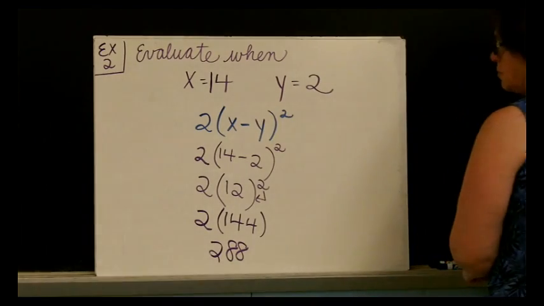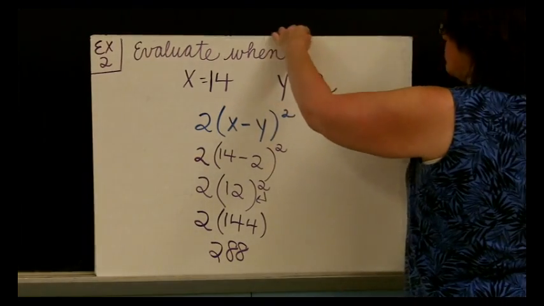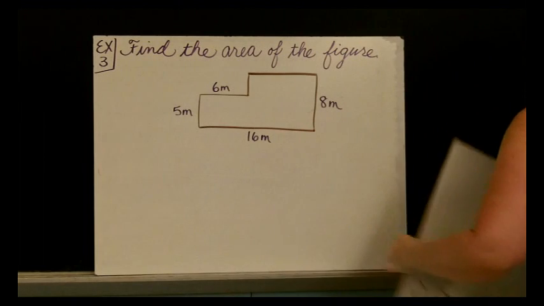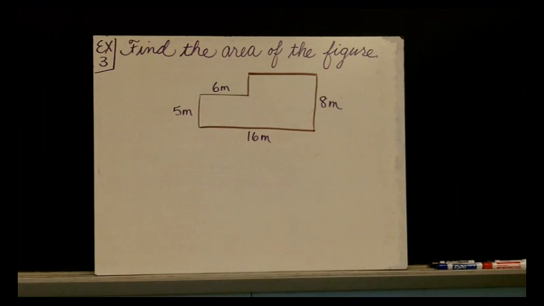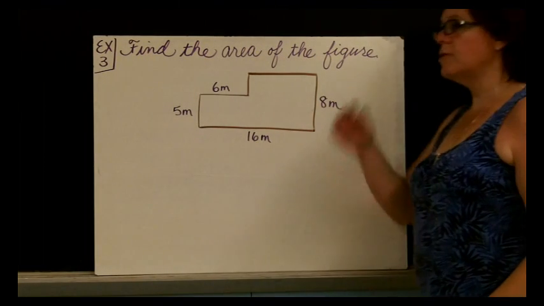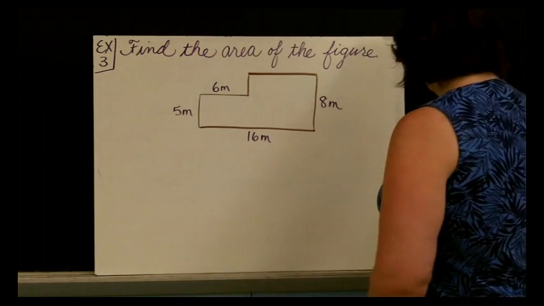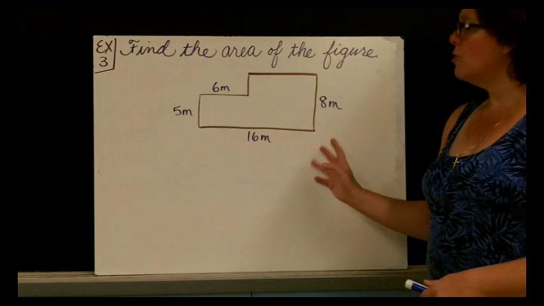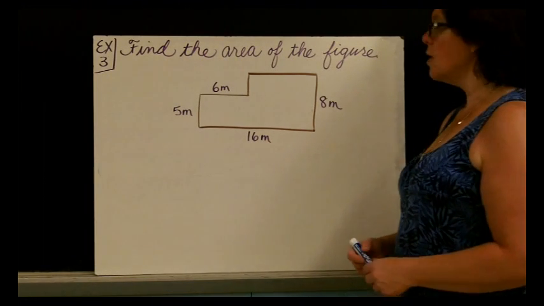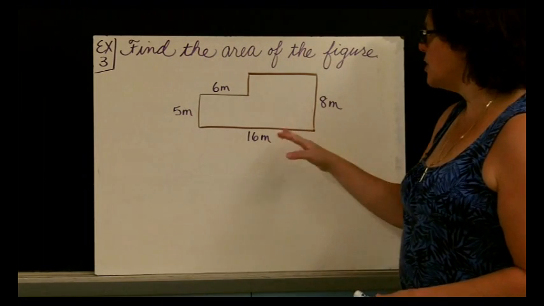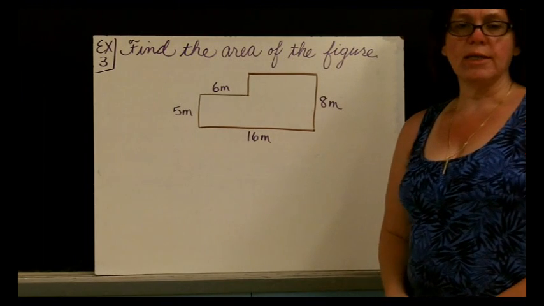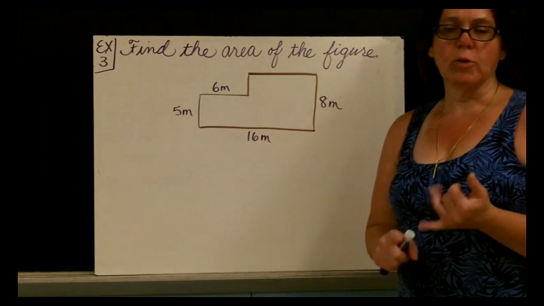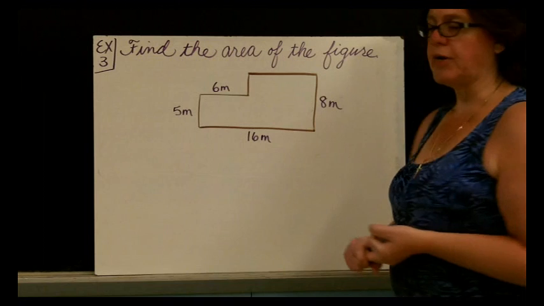Our last example. Now this one's a little bit more challenging, but we are going to apply what we have been practicing in order of operations to this area problem. Now what we have here is an irregularly shaped figure, and I say that because it is not a square, it is not a triangle, nor is it a rectangle.